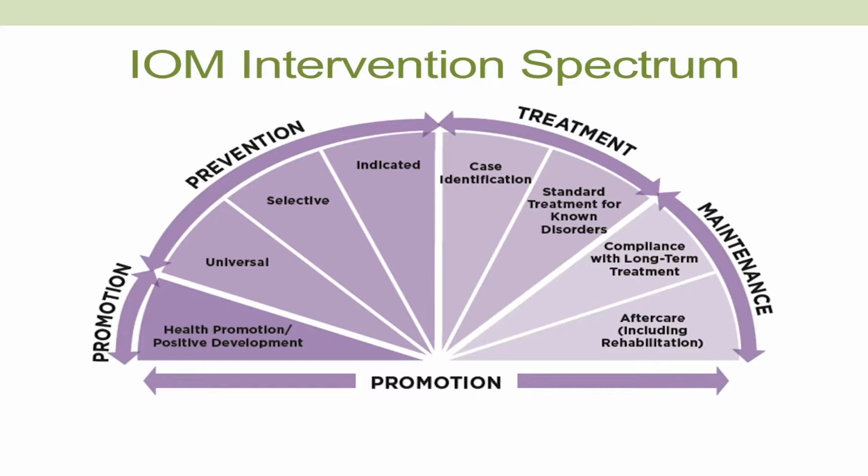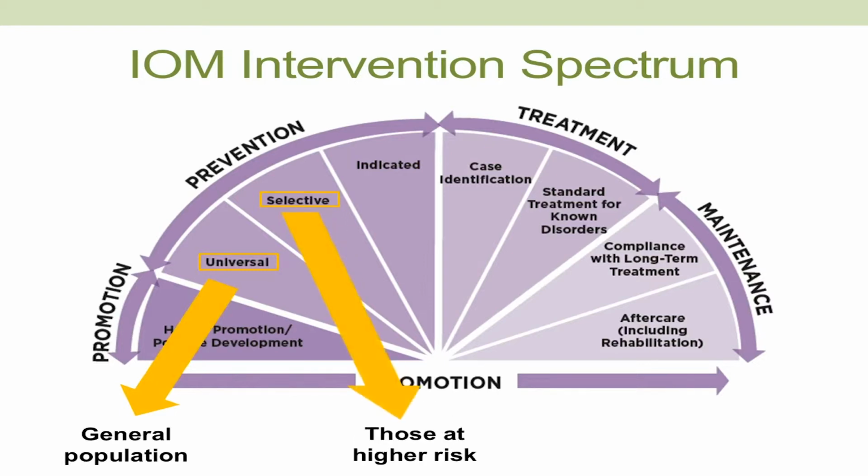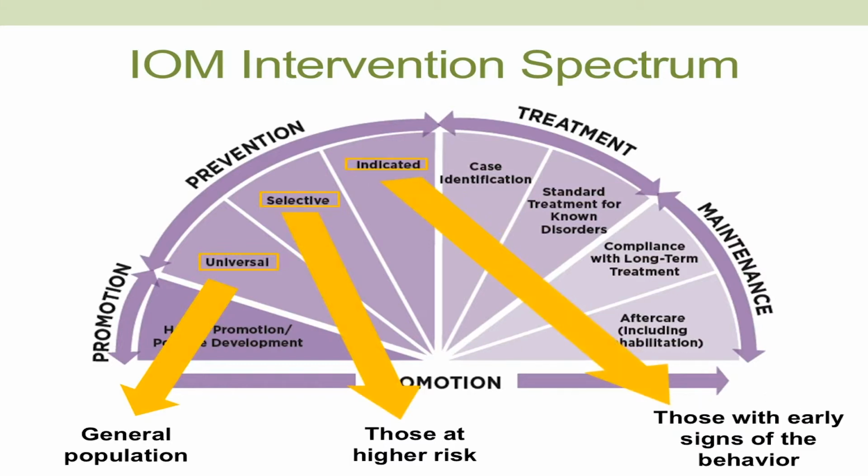There are three main types of prevention programs. Universal programs are designed to be delivered broadly to an entire population, like all sixth grade youth. Selective programs have a narrower focus and target those who are at higher risk for problem behaviors, like youth from families of divorce. And finally, there are indicated programs, which target individuals who are already exhibiting early signs of the problem behavior, such as early signs of depression or aggression.